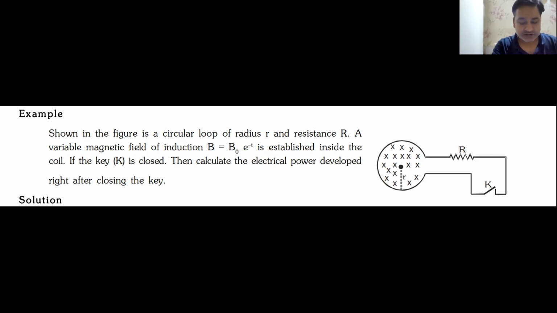Again, a simple question. Just know EMF is minus d phi by dt. The minus sign only indicates the direction, so forget about the minus sign. Just do the needful, and I'll give you 2 minutes. Remember, these are the type of questions that are going to come. They might look a bit complicated, but they are simple.